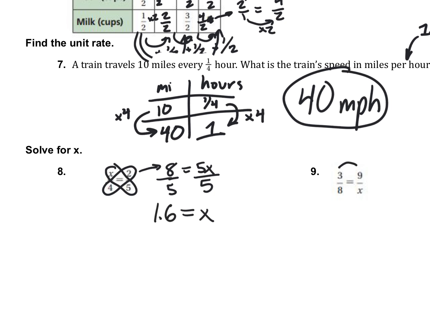For number 9, I'm not even going to bother with that. I'm going to do the mental math here. I know 3 times 3 is 9. 8 times 3 is an option we can do. 8 times 3 is 24.